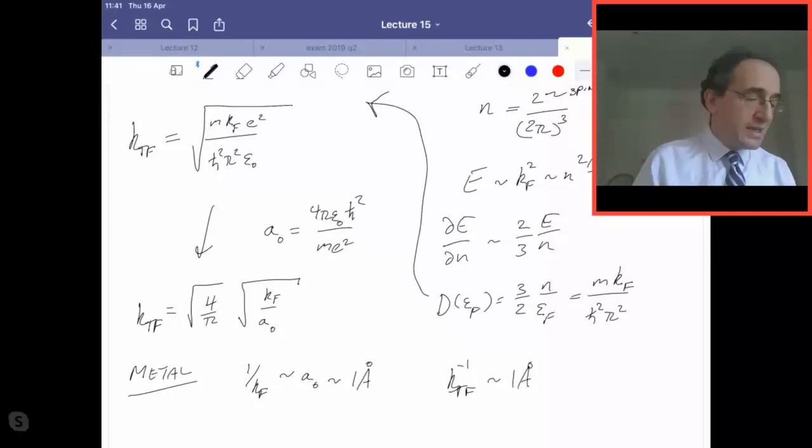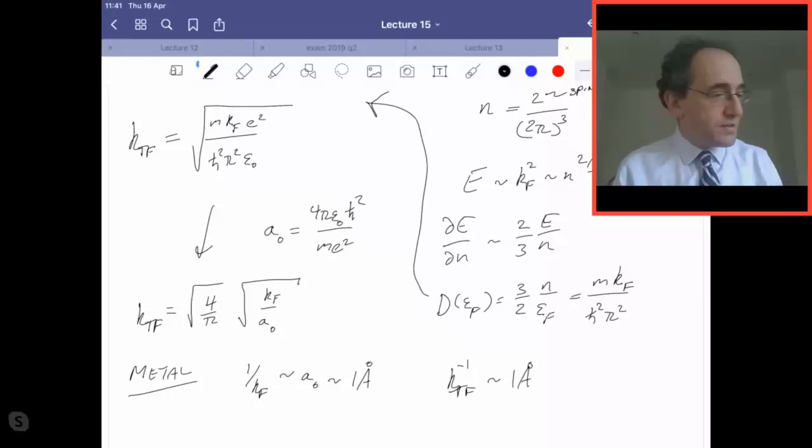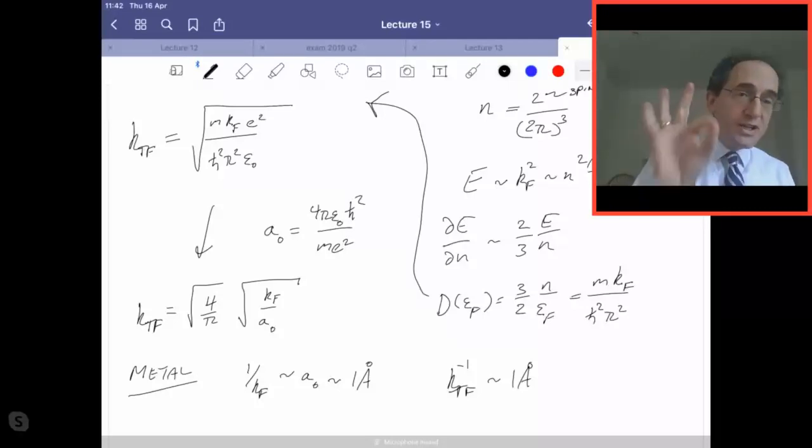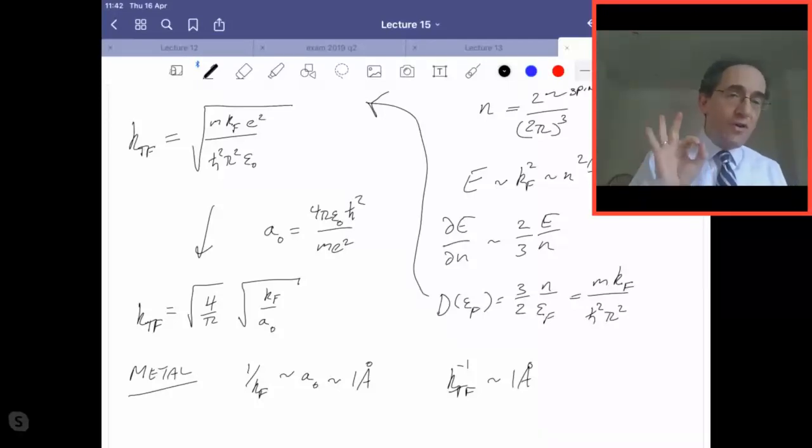And you take into account the pis and the factors of 1/2 and things like that. But it's on the order of an angstrom. So it's very, very short, which means that when you put a probe charge into a metal, it is screened over a very, very short length scale on the order of an angstrom.